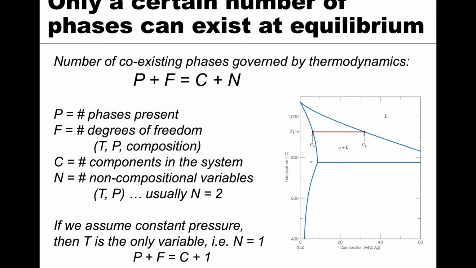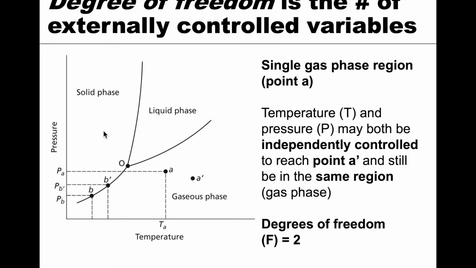And then we're left with the degrees of freedom, and we're going to talk about this in a second. Degrees of freedom is the number of externally controlled variables. I like to work through this with some examples. If we have a simple diagram, much like the water phase diagram, where we have pressure and temperature, and then we have solid, liquid, and gas.